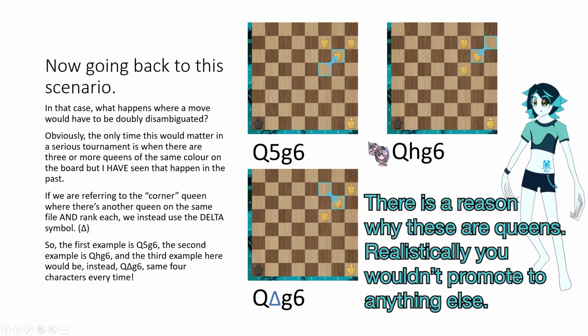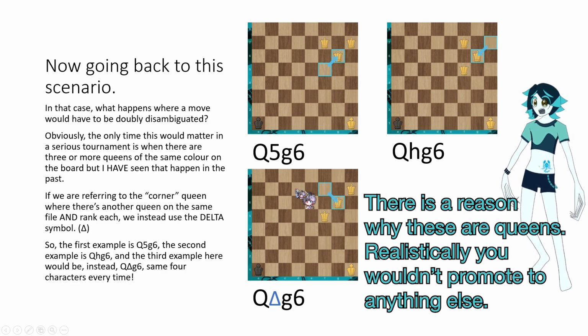Now going back to this, we've already established that queen 5 g6, queen h g6, these are what normally would have been. Now we're going to introduce something new that's also going to help streamline the gameplay. Obviously, we've already established that every notation is automatically going to be 4 characters as long as it's not a pawn or a king. So in this instance, whenever there's a queen where there's another queen on the same file and another queen on the same rank, and this is considered the middle piece, the one that's actually doubly disambiguated, instead we're going to use the delta symbol for that. So this would have been queen delta g6.